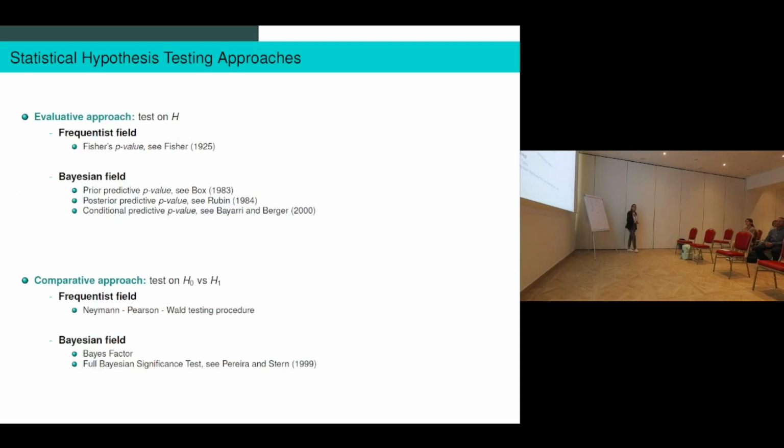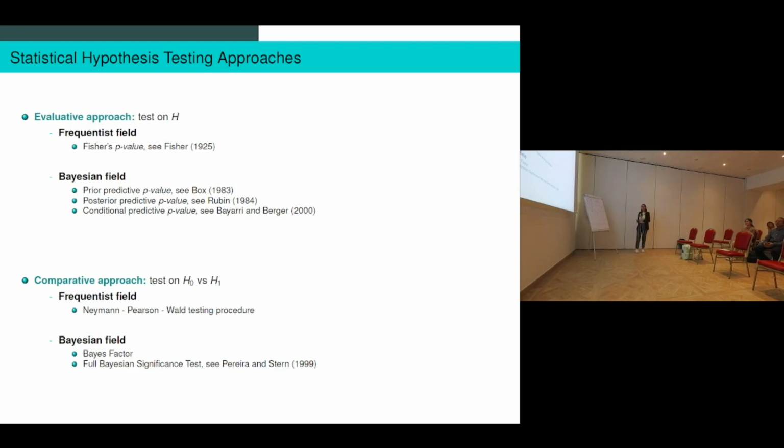Before defining the measure, in the univariate case, we have to recall the two statistical hypothesis testing approaches. On one hand, we have the evaluative approach in which we fix only one hypothesis H and we test it. This idea is based on Fisher's p-value, that he introduced in his theory of pure significance. For the Bayesian field, we have the predictive p-values defined by Box, Rubin, Bayarri, and Berger.